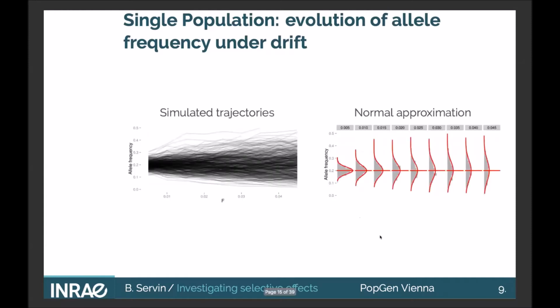Okay, and does it work? Well, this is an example with simulated trajectories. In gray, you have the histograms with Ft increasing, and the red is the Gaussian approximation. And you can see it's a pretty good fit. Actually, it's a pretty good fit as long as you don't reach the borders, so 0 or 1. If you have fixation probabilities that become important, then this model is not good anymore. Something to keep in mind.